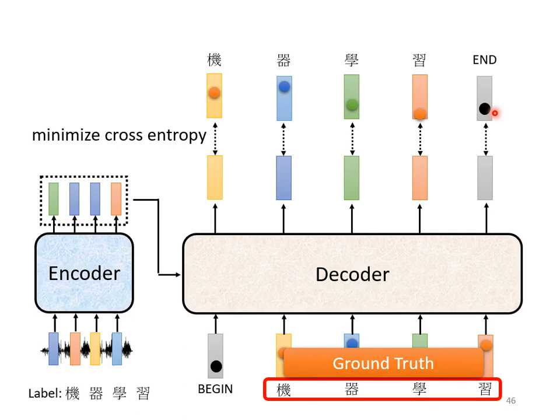We will show the decoder the ground truth during training. That is, we will tell it that given begin and G, it should output Qi. Given begin, G, and Qi, it should output Shay. Given begin, G, Qi, and Shay, it should output Shi. Given begin, G, Qi, Shay, and Shi, it should output end. During decoder training, we will give it the ground truth.